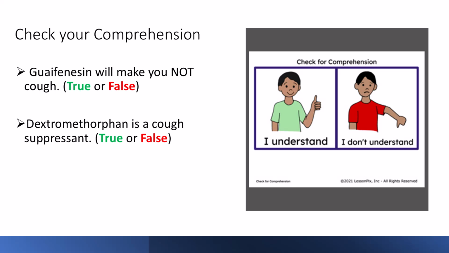Now let us check your comprehension. Guaifenesin will make you not cough. True or false? False. Dextromethorphan is a cough suppressant. True or false? True.